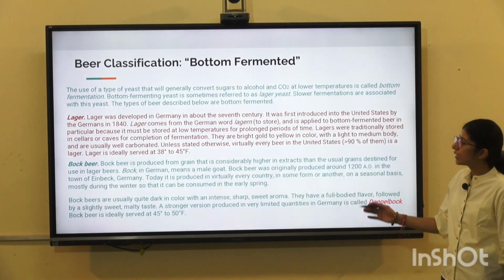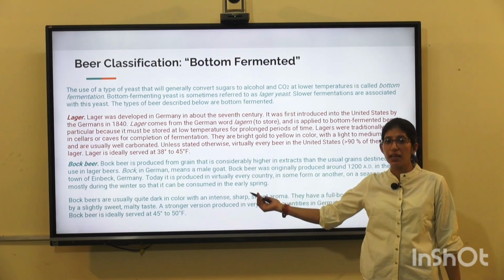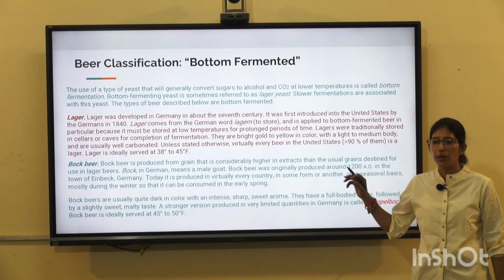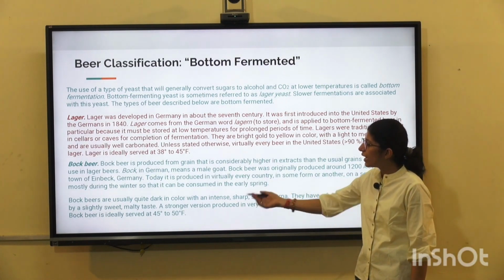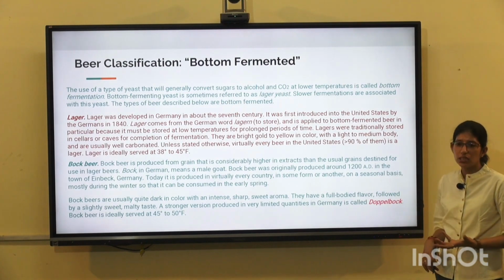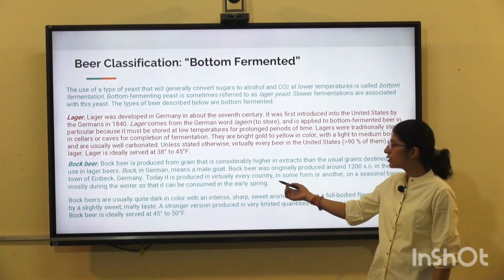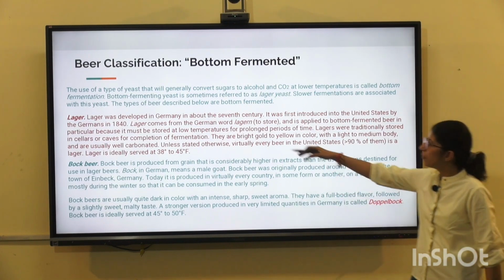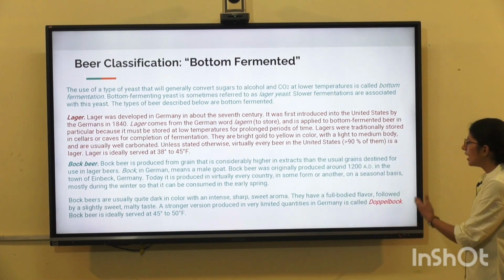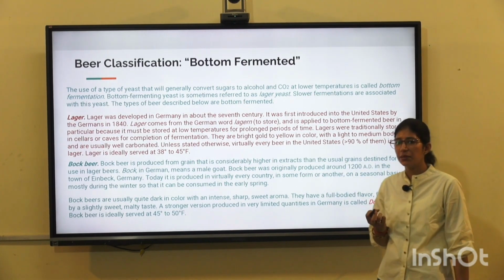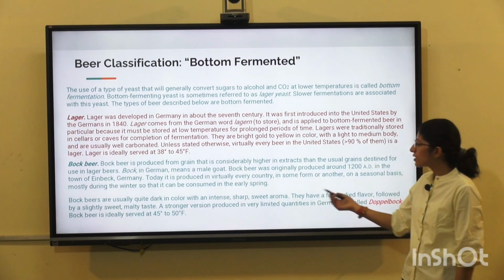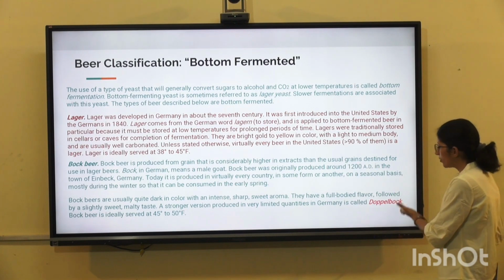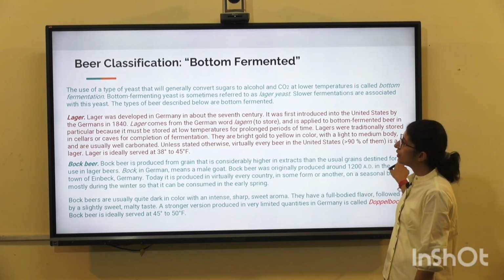Bock beer is again a German beer. Bock means male goat, which represents production around 1200 AD. But again, there are spring and seasonal factors which affect the beer production, and so when the consumption increases, we go with artificial methods. Bock beer is usually quite dark in color with an intense, sharp, sweet aroma, and they have a full body. They have a full body in comparison, followed by a slightly sweet and musky taste. It is a strong version, produced only in Germany under the name of Doppelbock, served again at 45 to 50 degrees Fahrenheit.